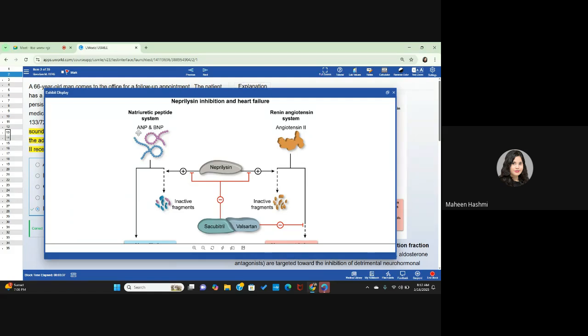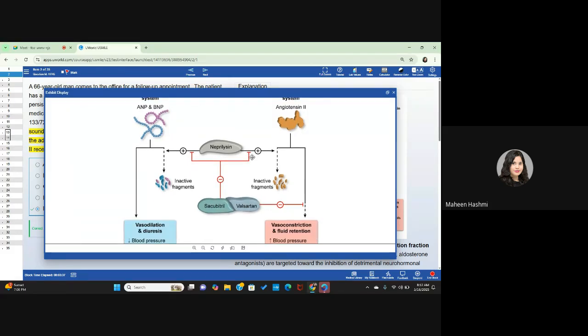And that is why you see a rise in BNP in what type of failure? Heart failure. Again, I want you to be familiar with the physiology of the renin-angiotensin-aldosterone system and what ANP and BNP are derived from. We see an increase in BNP in heart failure as well.